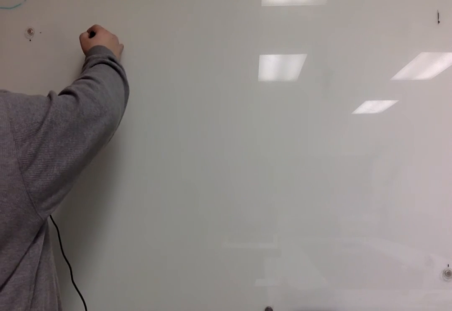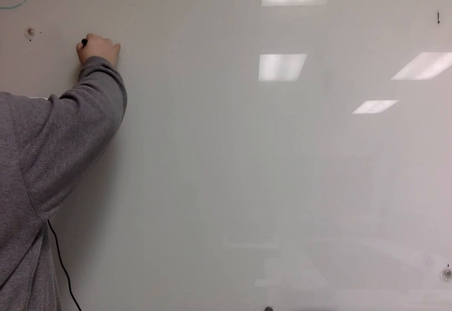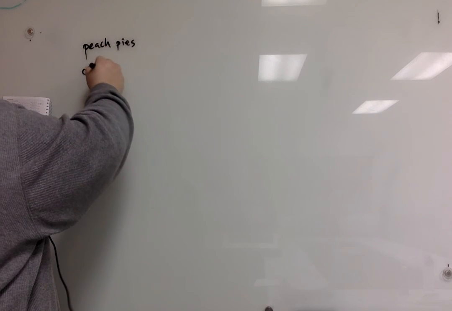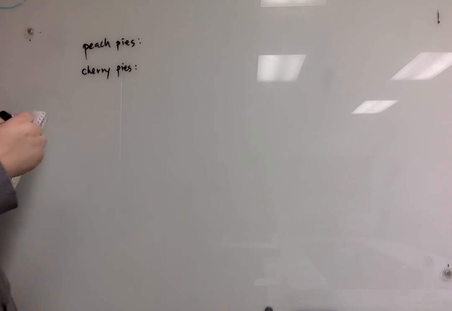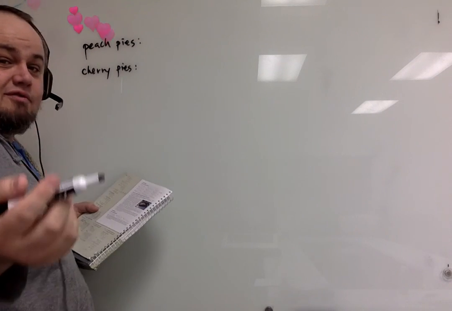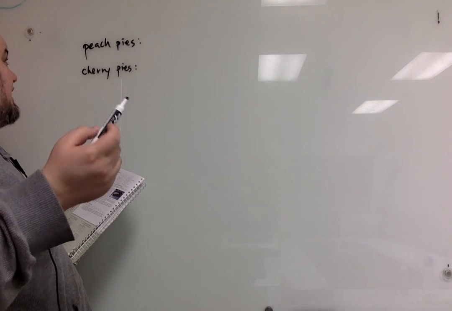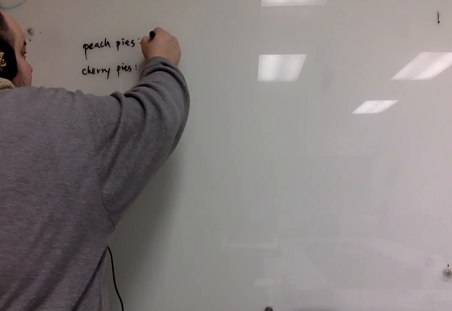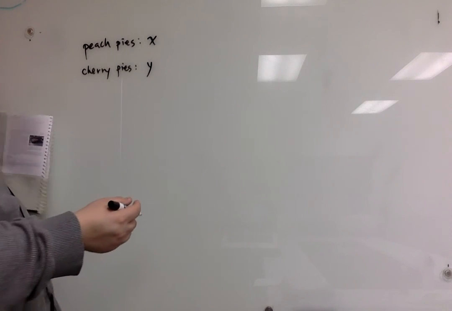So here, instead of just having our first number and second number and being super generic like the last one was, it tells us some specific things. We have peach pies and we have cherry pies. So we're just going to make one of them X and one of them Y. Now, of course, you could use different variables if you wanted. If you wanted to use P for peach pie and C for cherry pie, feel free. I'm just kind of stuck on using X and Y. I think it adds some consistency to the problems.